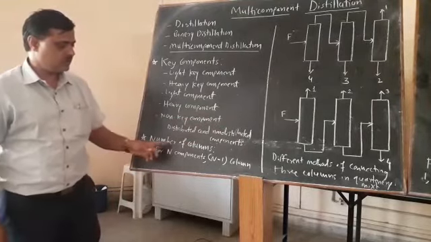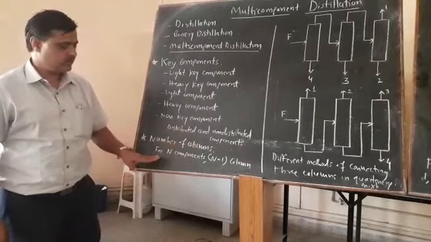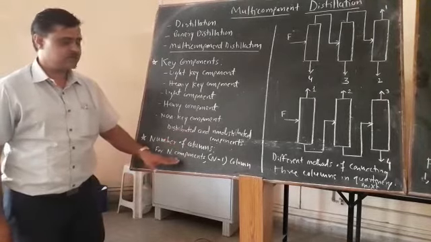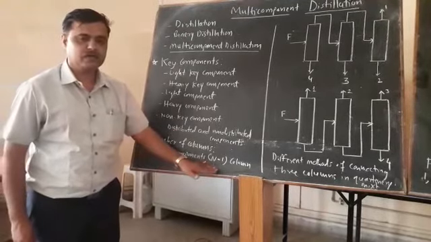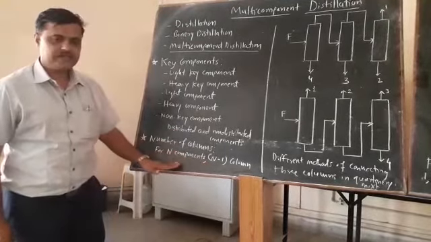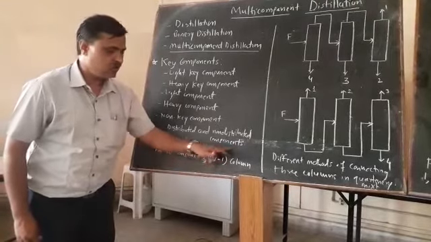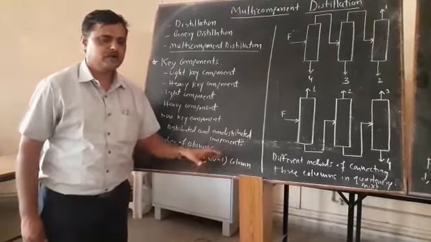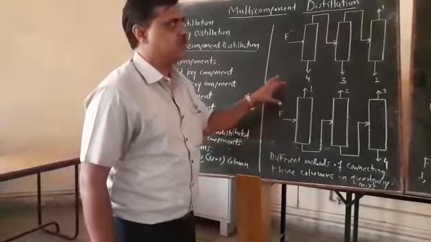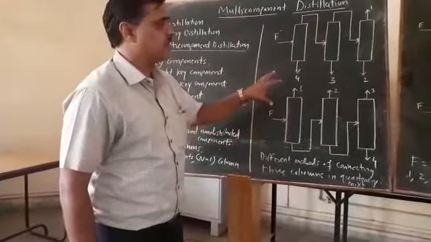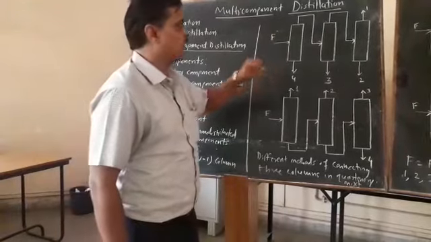Let us talk about the number of columns required for multi-component distillation. For example, take n components in the mixture, then how many columns are required? N minus 1 columns. Take a 5 component mixture, then you require 5 minus 1 columns. That means 4 columns are required to separate the 5 components. Let us discuss the separation scheme for a 4 component mixture as an example.